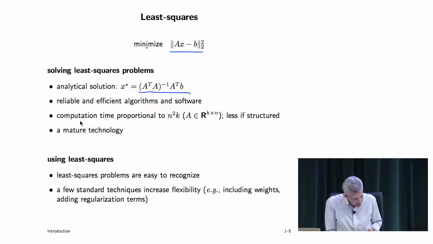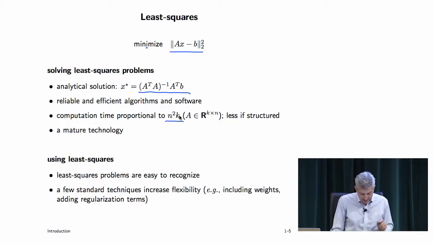Okay, and the computation time is proportional to n squared k. N is the size of x here, and k is the number of rows. So if this is a regression problem, you'd say that k is the number of examples, or data measurements or data elements, and n is the number of features or regressors, right? And so the computation time is proportional to n squared k. That's if everything is dense. If A is sparse, it's a whole lot less than that, right?